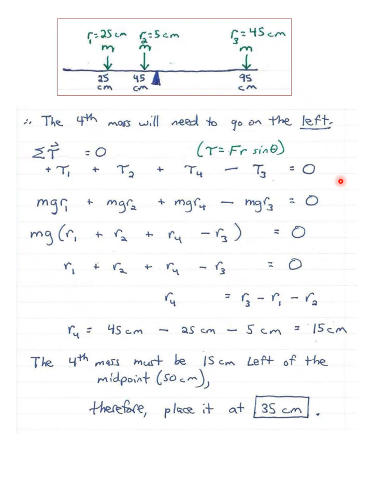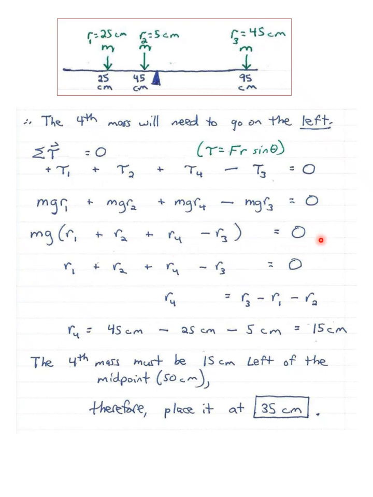It's pushing in the negative direction, so we'll say minus torque 3, and they all need to come out to be 0. Now remember that torque is lever arm times weight times sine of the angle, but all those angles are 90 degrees, so it's just going to be the weight times the lever arm. So here we go. From torque 1, we have mgR1. From 2, it's mgR2. From the mystery mass, mgR4. And then for the third one, minus mgR3. You can factor out mg.